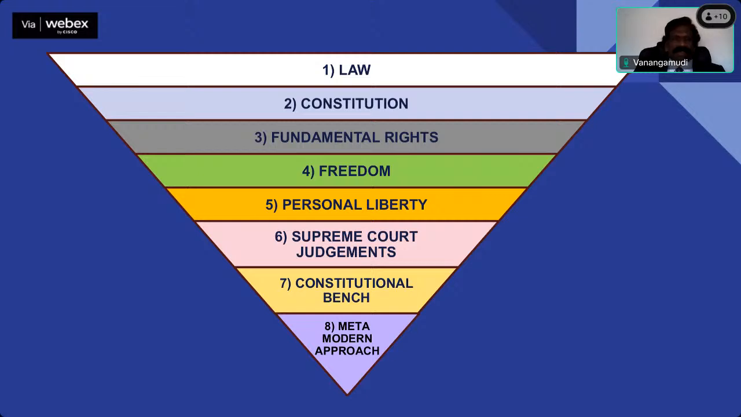Then it's freedom. In freedom, again, it's a very important one. From A.K. Gopalan till Puttaswamy versus Union of India, one of the largest 9-judge constitutional benches, personal liberty is explained. So I am very much interested because personal liberty is very much important. I am bothered about this personal liberty. My dear students, I would like to explain now this personal liberty.